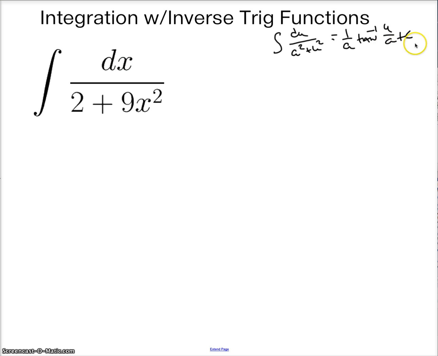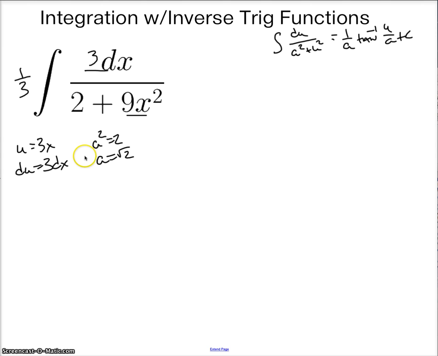All right, now this is not in such a nice, easy form. Here is u squared, so let me let u equal 3x, and then du is 3 dx. Let me let a squared equal 2, so a is the square root of 2. All right, so we are going to need to do some manipulation here. I need du up here, so this is 3, so I need to multiply by a third here.